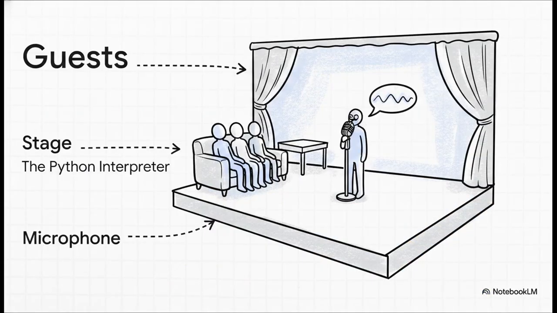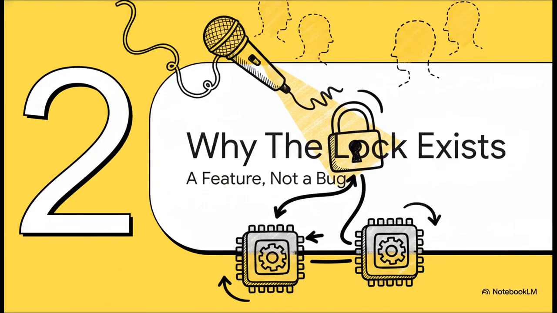Okay, let's break this down. On our talk show, the guests you've invited to speak are your threads. The stage they're all sitting on, that's the Python interpreter itself. It's where all the action happens. The act of actually talking into the mic, that's your code being executed. And that one single solitary microphone that everyone has to share, you guessed it, that's the GIL. No matter how many guests you cram onto that stage, only one can hold the mic and speak at a time.